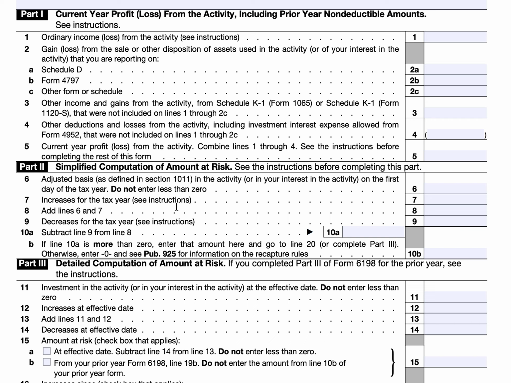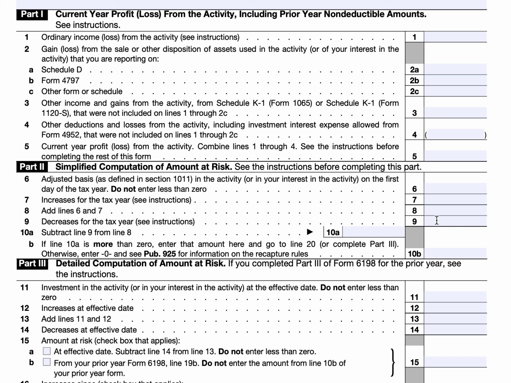So don't include anything from part 1, but the following items, according to the form instructions, do decrease your amount at risk. So any non-recourse loans other than qualified non-recourse financing. So only amounts that were entered here in line 6 can be entered here in line 9. Any cash, property, or borrowed amounts protected against loss by a guarantee, stop loss, or a similar arrangement. Enter that amount only if it was previously entered on line 6.